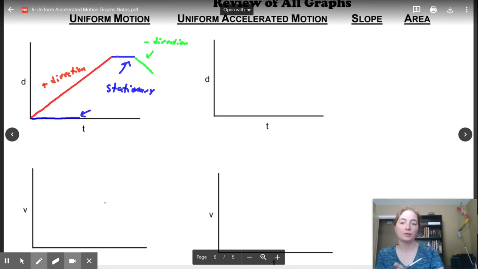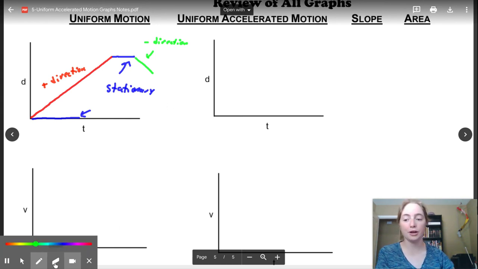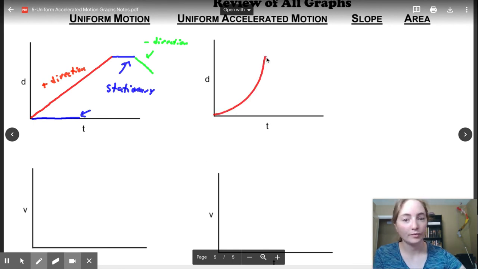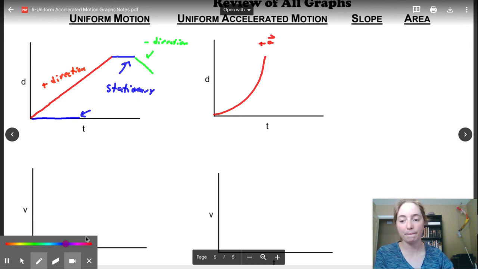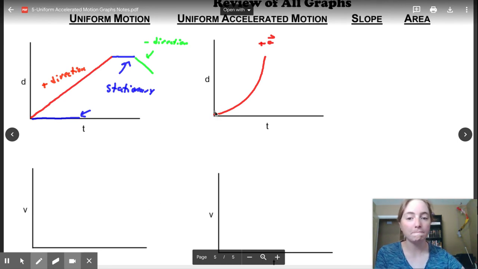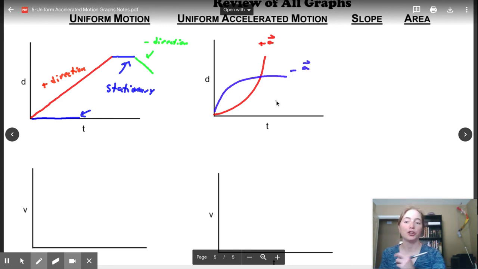On a distance time graph or displacement time graph, you are going to have your accelerated motion looking like that. This is positive acceleration, so you are speeding up. The blue line is going to look like this. That is negative acceleration. You're going to be slowing down.